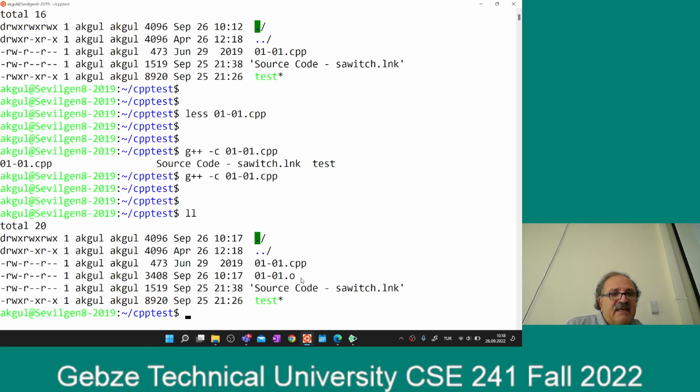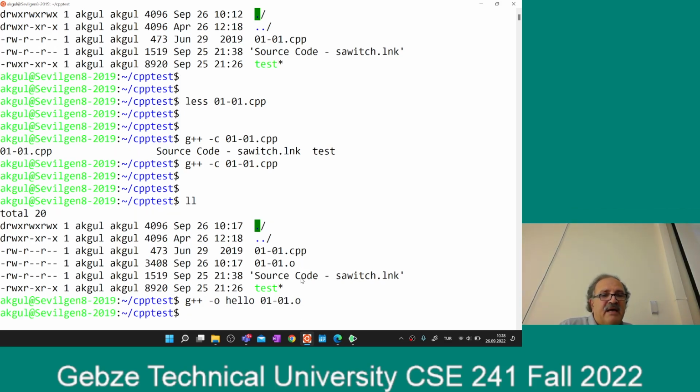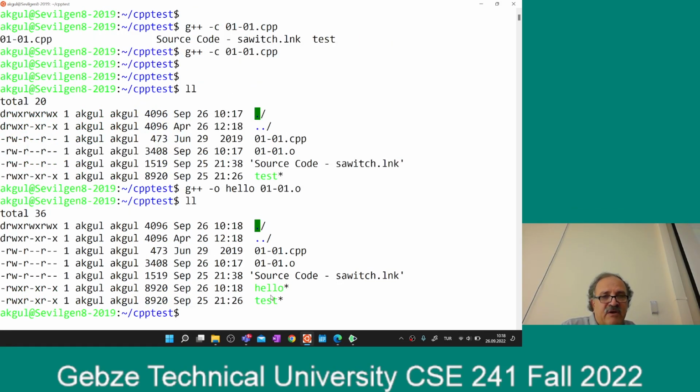Let's link it. We are going to link it against the standard library so that I can make a runnable code. Okay, and how do I link it? g++ -o, I am linking it, and my program will be hello and 01.o, right? I linked it. Now hello is there. It is runnable. Let's run this.